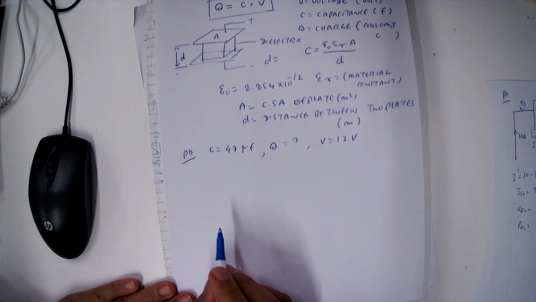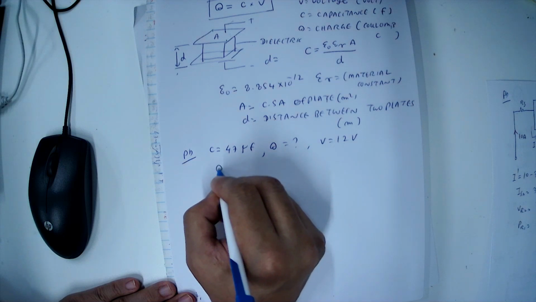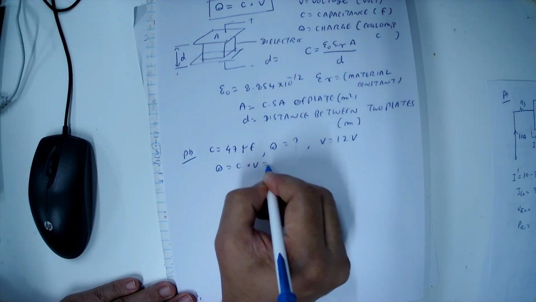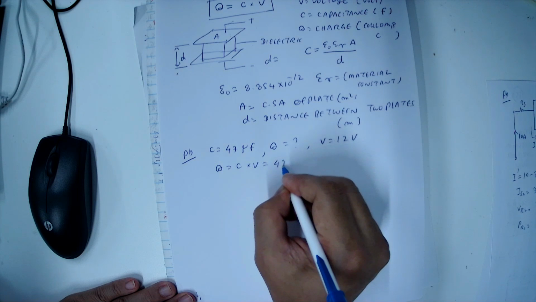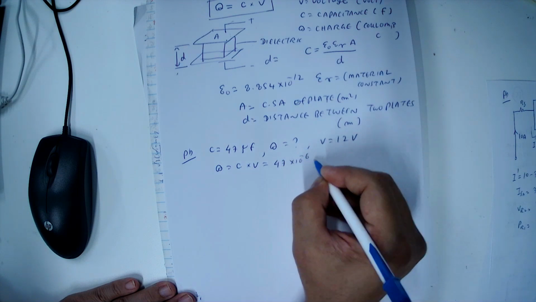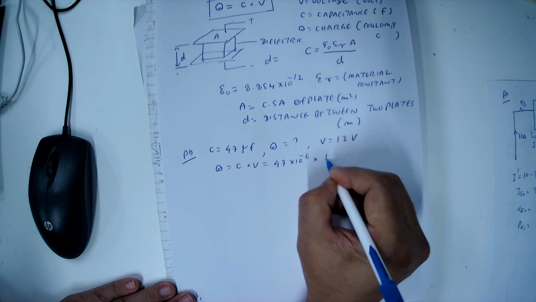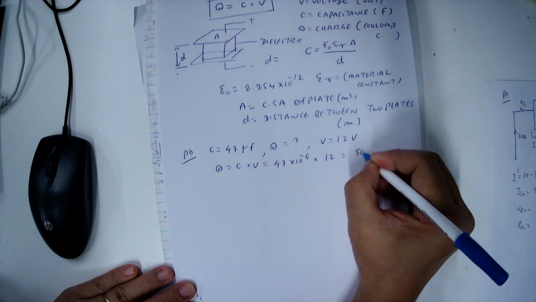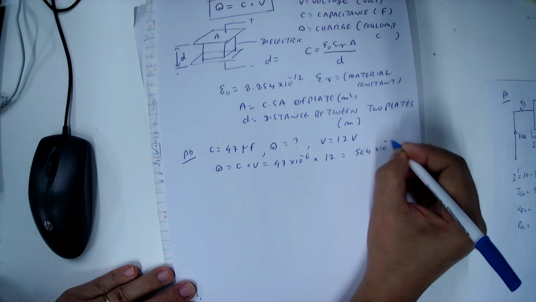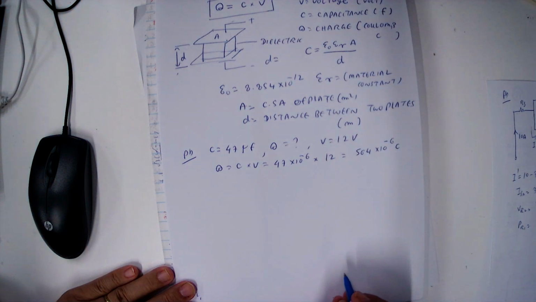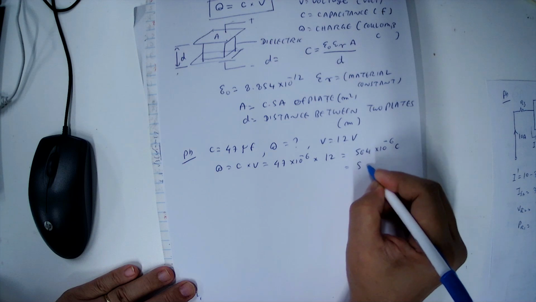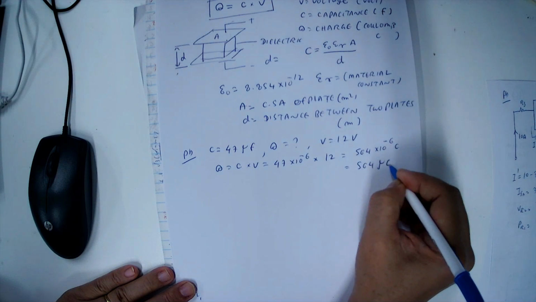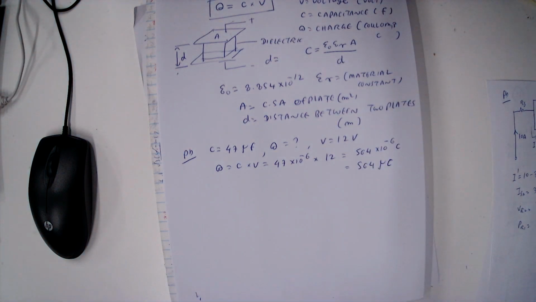So we write the equation Q equal to C multiplied by V. C is 47 into 10 power minus 6 farad. Voltage is 12 volt. So 47 multiplied by 12, you get 564 into 10 power minus 6 coulomb, or 564 microcoulomb. So this is the charge value.